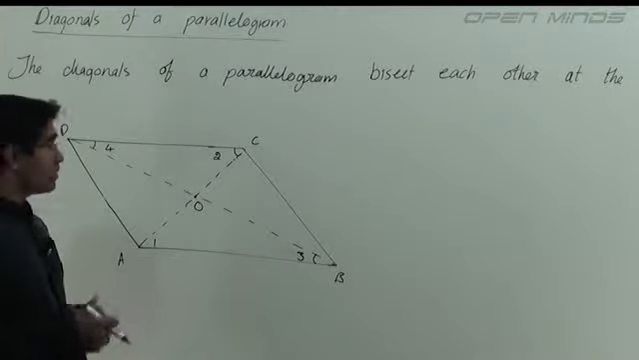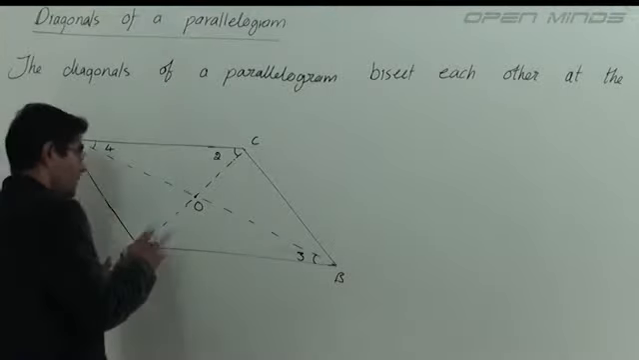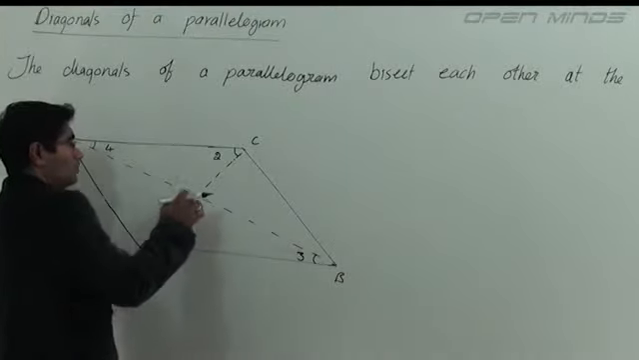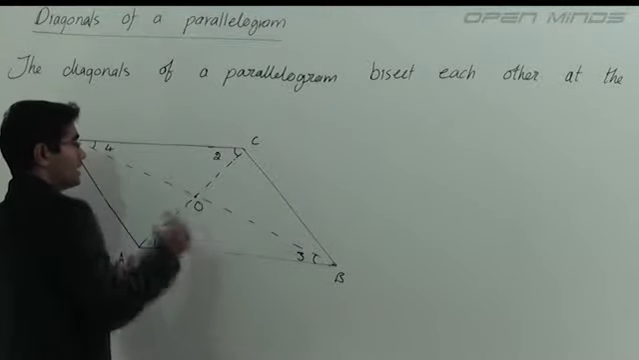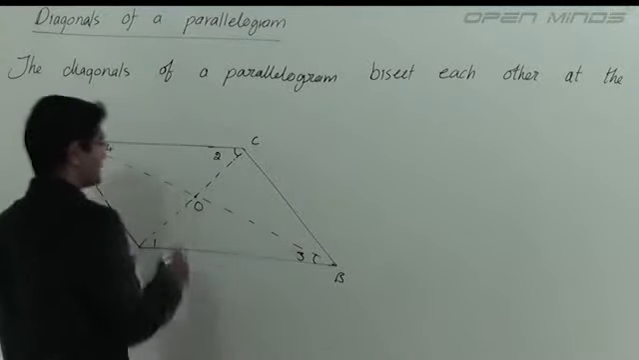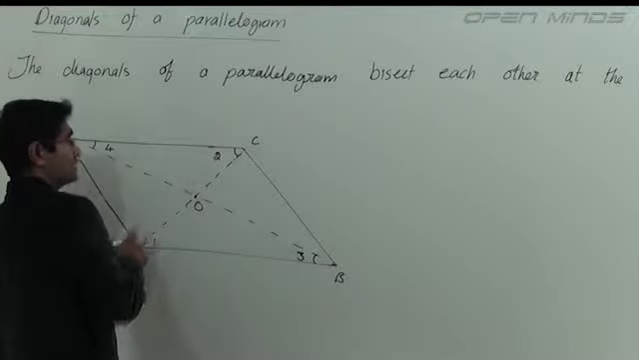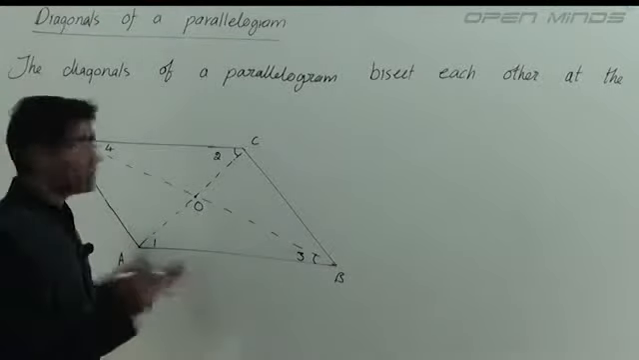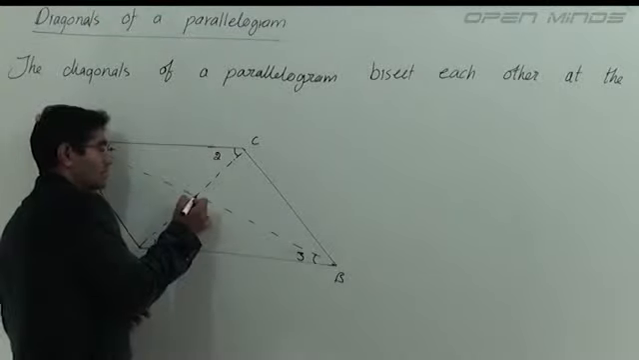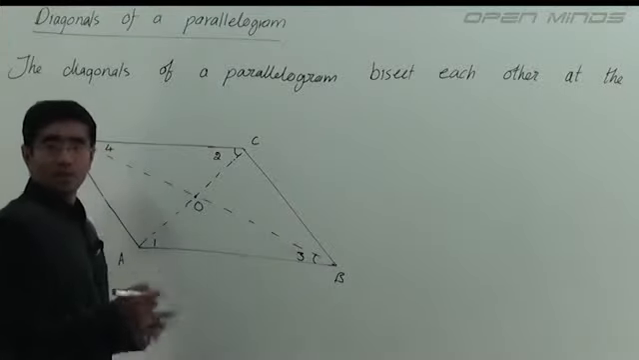Now, what is the whole property? It says that AO would be equal to OC. It means the diagonal BD is bisecting the diagonal AC, cutting AC exactly at this point, which is the midpoint of AC. Alright, so that's what it says.